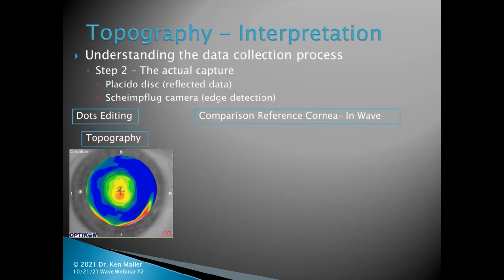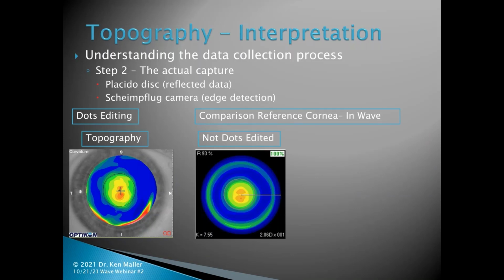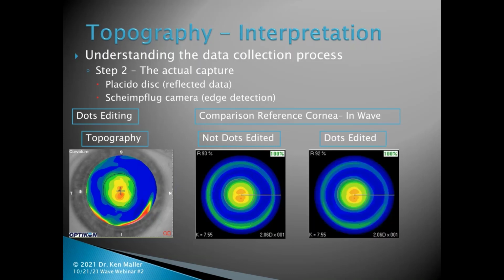So now let's compare. Here's the topography that was actually captured. So that's actually the raw data that was captured by the Scout topographer. This here is Wave's interpretation that was not dots edited. So that's the raw data just being fed directly into Wave, and Wave interpreting what the cornea looks like. And for the most part, you could see that cornea is very, very well represented in Wave. This is my dots edited image, and you can see, other than some subtle flattening out over here as compared with over here, these really do look very similar.